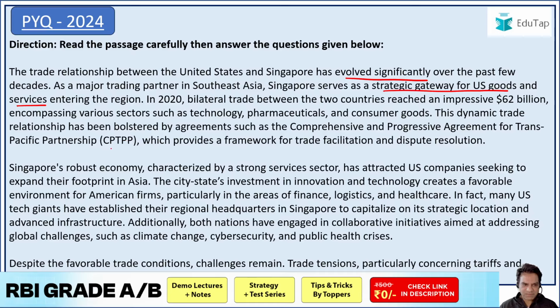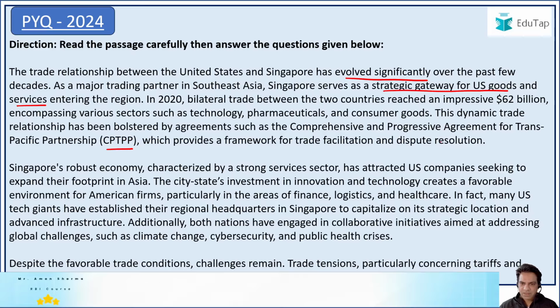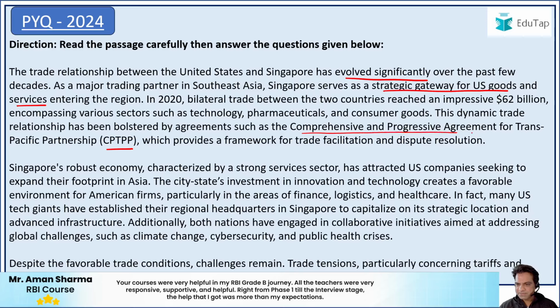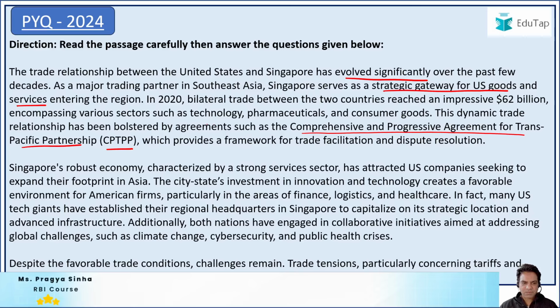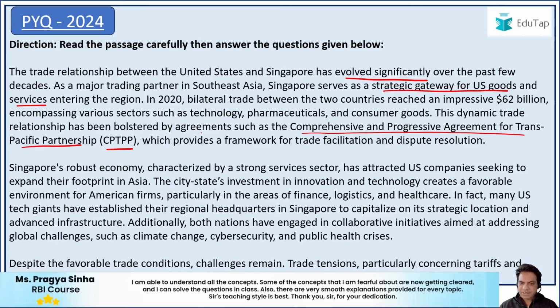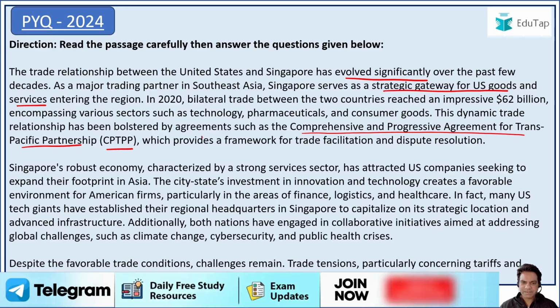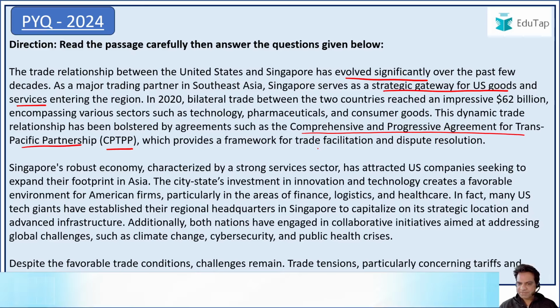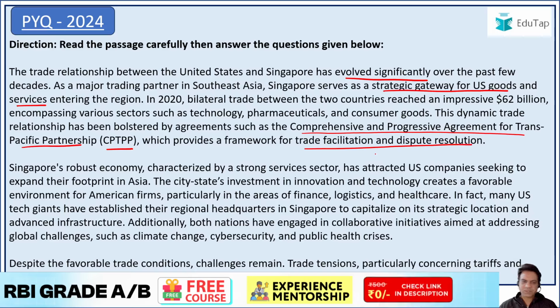This dynamic trade relationship has been bolstered by agreements such as the Comprehensive and Progressive Agreement for Trans-Pacific Partnership, or CPTPP. So this has also bolstered the agreements between the two countries. CPTPP provides a framework for trade facilitation and dispute resolution. So that's what the role of CPTPP is.